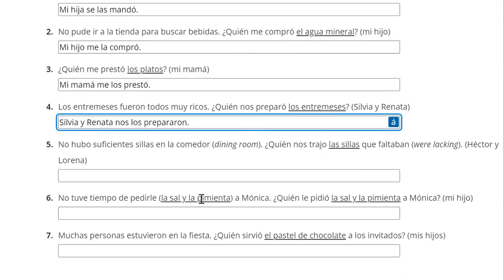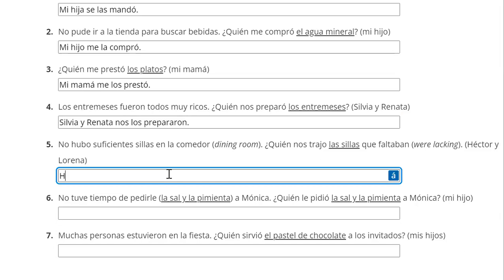No hubo suficientes sillas en el comedor. ¿Quién nos trajo las sillas que faltaban? Héctor y Lorena. So our answer is Héctor y Lorena. And they brought, which would be trajeron, the plural form. And this is one of those morpheme verbs, trajeron. And so they brought people.